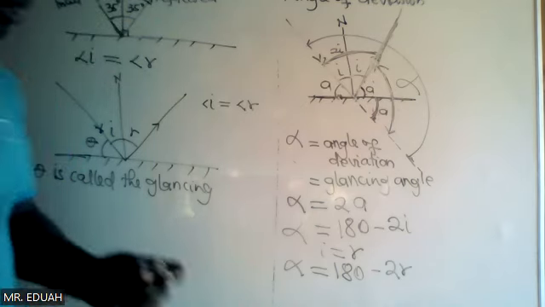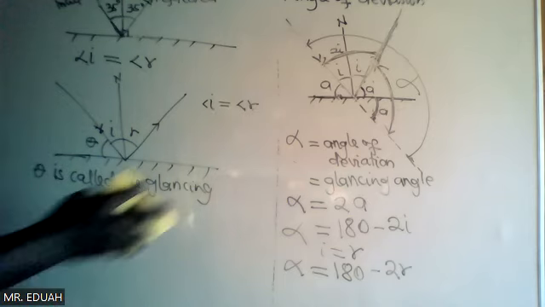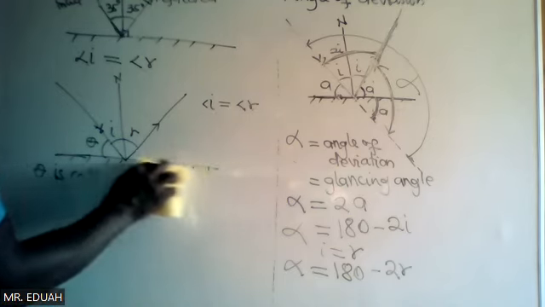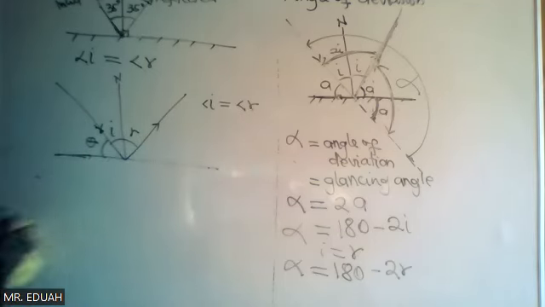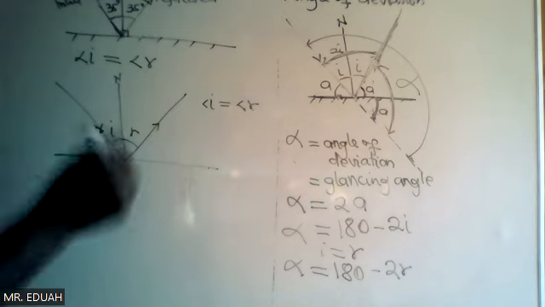So if you have been given the glancing angle, and you are supposed to find the angle of deviation, no, sorry, you've been given the angle of deviation, and you're supposed to find the glancing angle, you're just going to divide it by 2, right? Yes, it will work. Let's use real values.